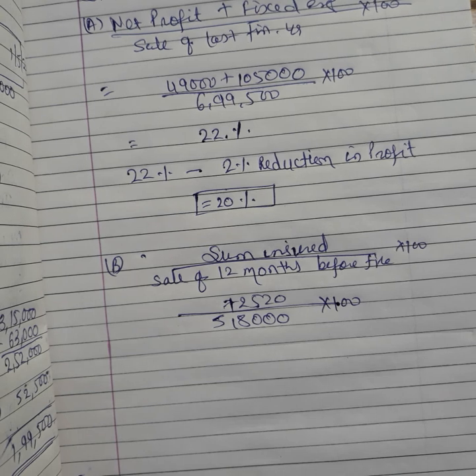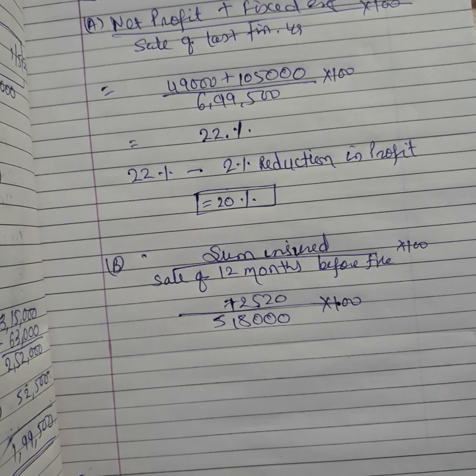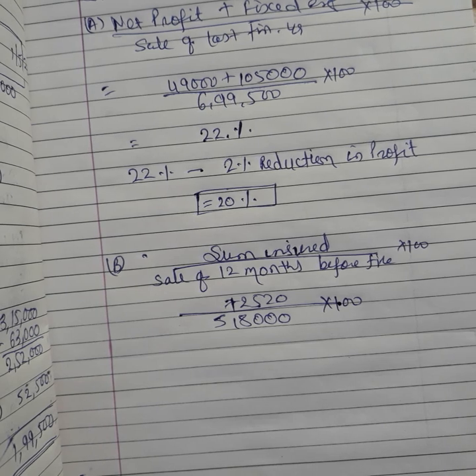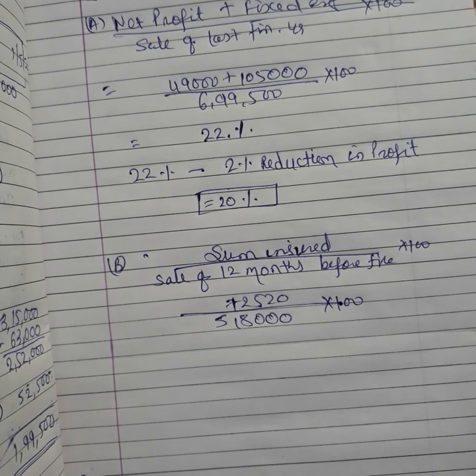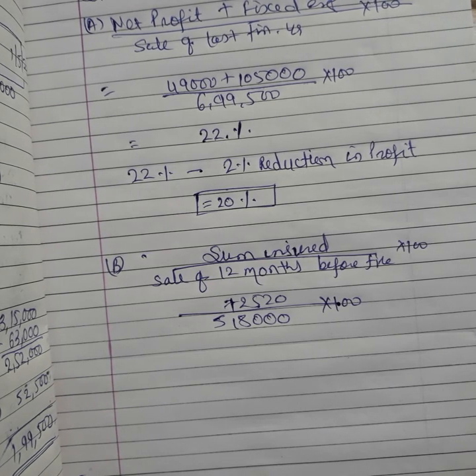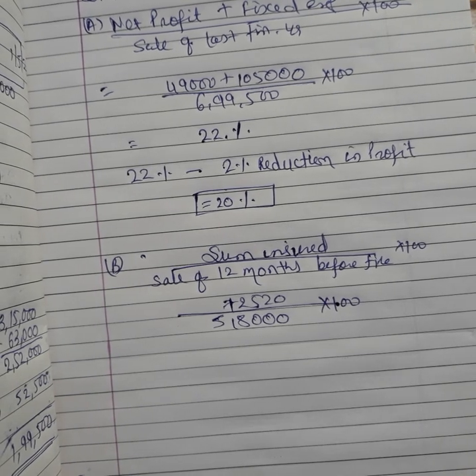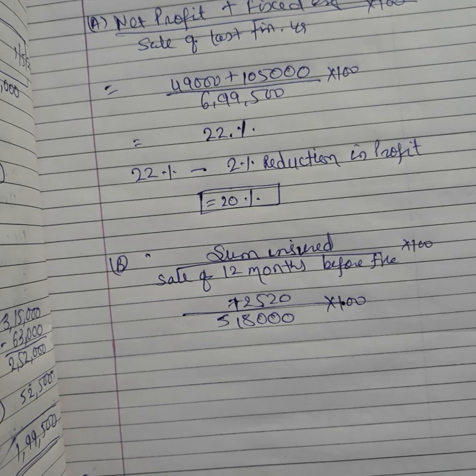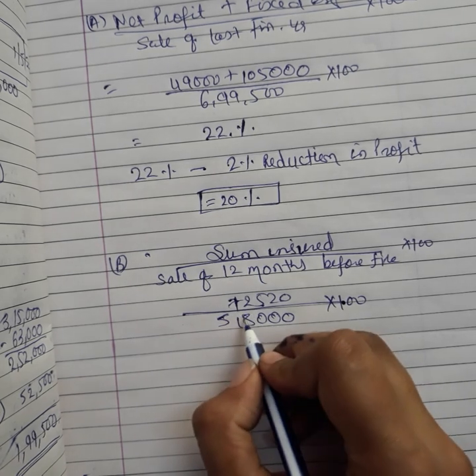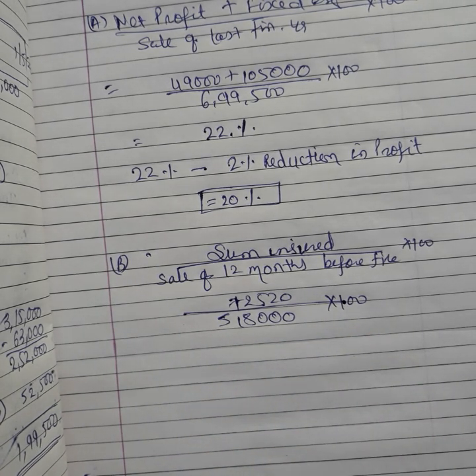Let me check the sales again. 1/5/19 to 31st/8/19, so 3,15,000. Then 1,22,500 and 2,10,000. So 6,47,500 into 20% less decrease. Sorry, it's 5,18,000 only. So 72,520 divided by 5,18,000 into 100. So that is 14%.